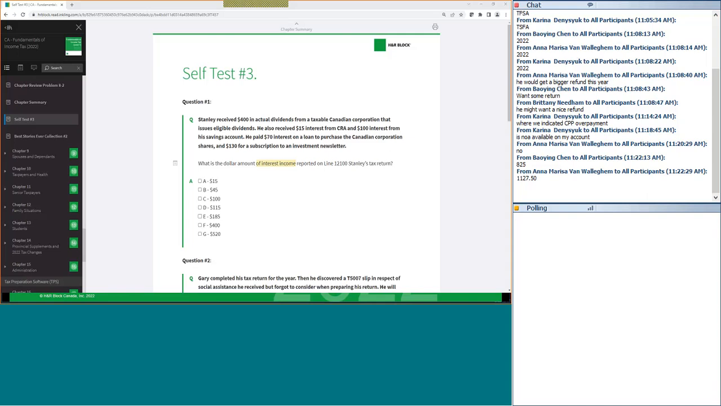Okay, so let's run the first poll and see how everyone did. We have Stanley. He received $400 in actual dividends that were eligible ones. He received $15 interest from the CRA, $100 interest from the savings account. He paid $70 interest on a loan to purchase the Canadian Corporation shares and $130 for subscription to an investment newsletter. They're asking for the dollar amount of interest income, and let's see what you think it is.